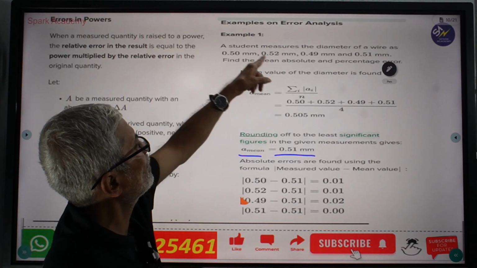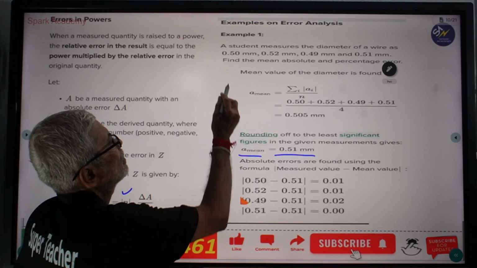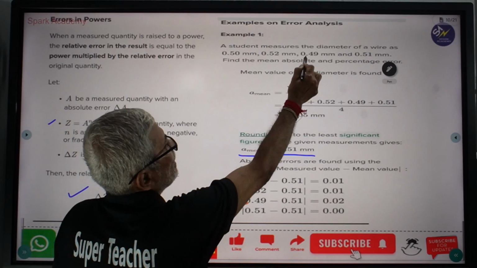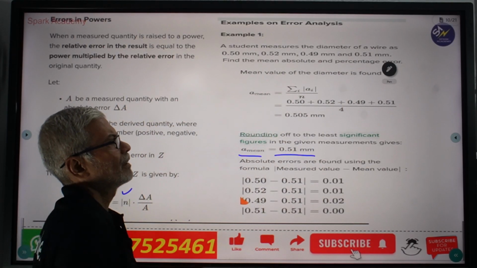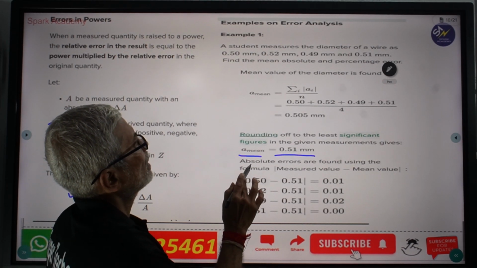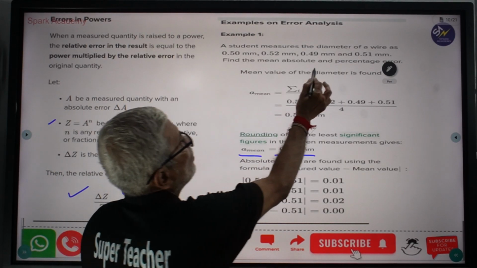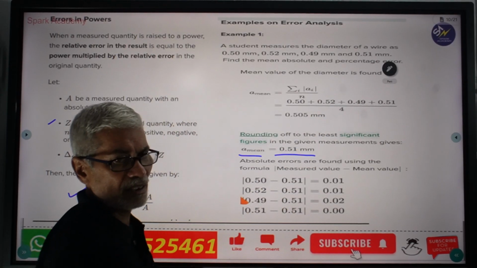Let's say a student measures the diameter of a wire and the measurements are: first time he measures 0.5 mm, second time 0.52 mm, third time 0.49, next time 0.51. So all the readings are different. Then you have to find the mean absolute error and the mean percentage error.